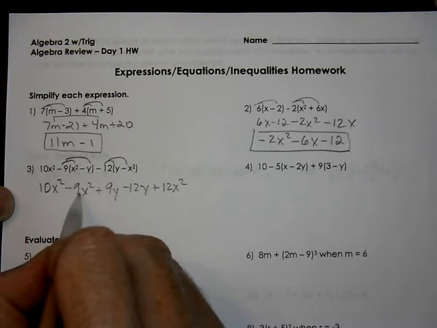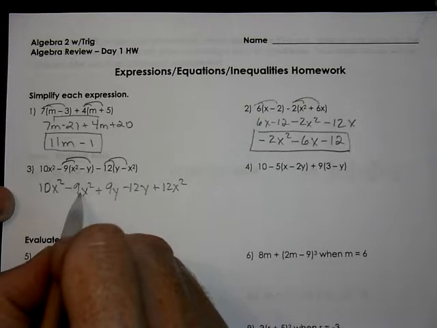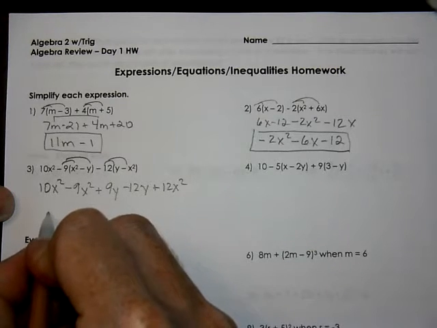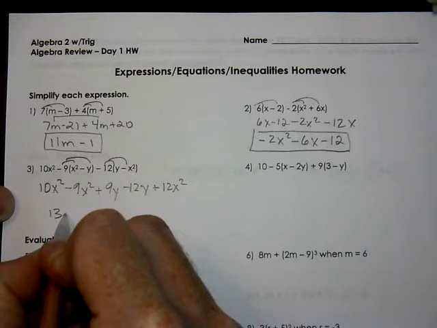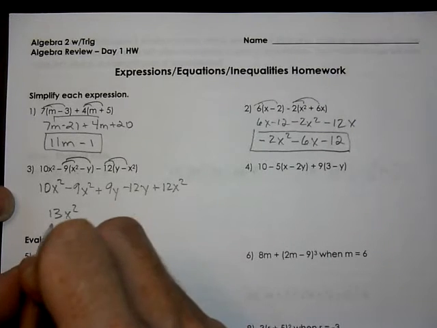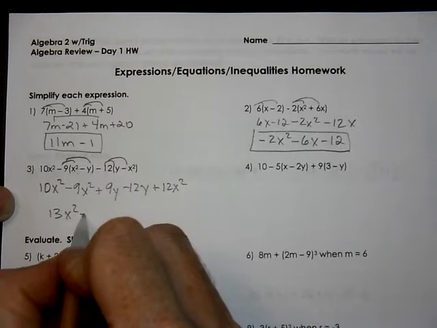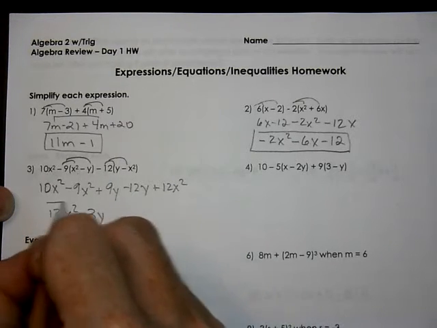This would give us 1x squared plus 12 more gives you 13x squared. Then here you would get negative 3y.